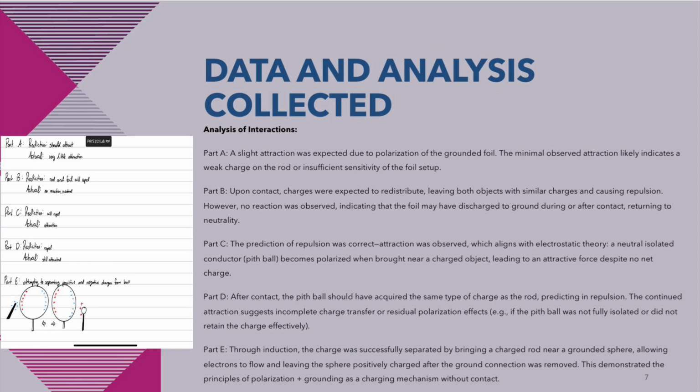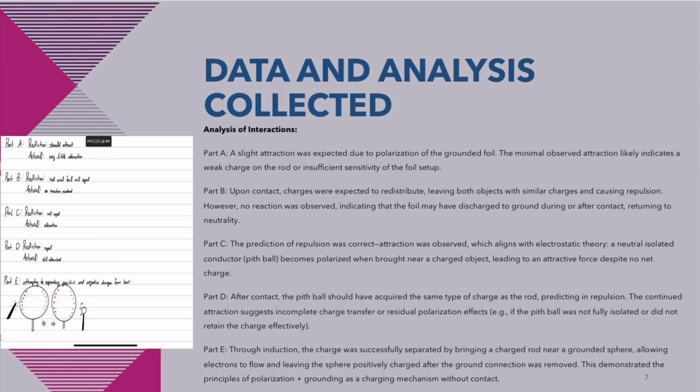In part C, we saw that the ball was indeed attracted to the acrylic rod, and our prediction was correct. Since the ball was neutral and the acrylic rod was negatively charged, there should have been an attraction with each other, and the conclusions show that yes, the ball was indeed attracted to the acrylic rod.